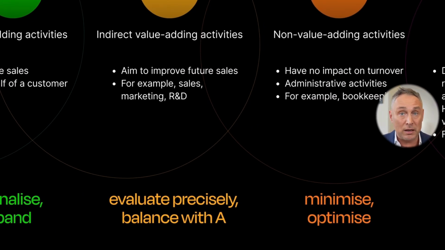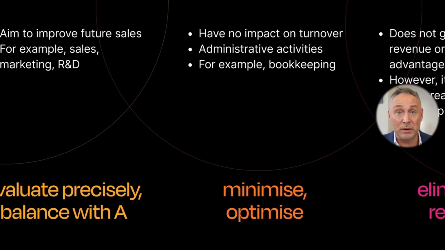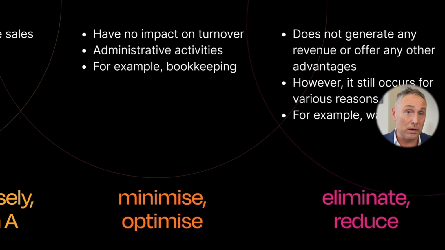Do we really need this right now? For C, minimize and optimize: automation, standardization. For D, eliminate and reduce. I'm opening the project list now.